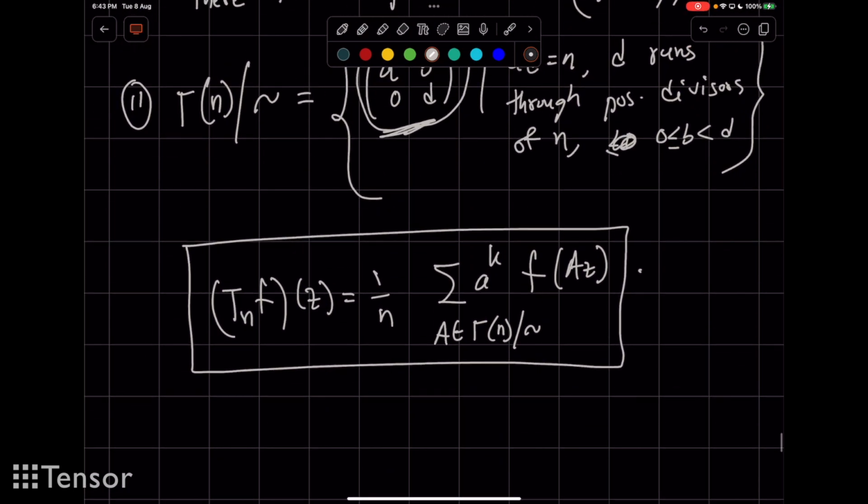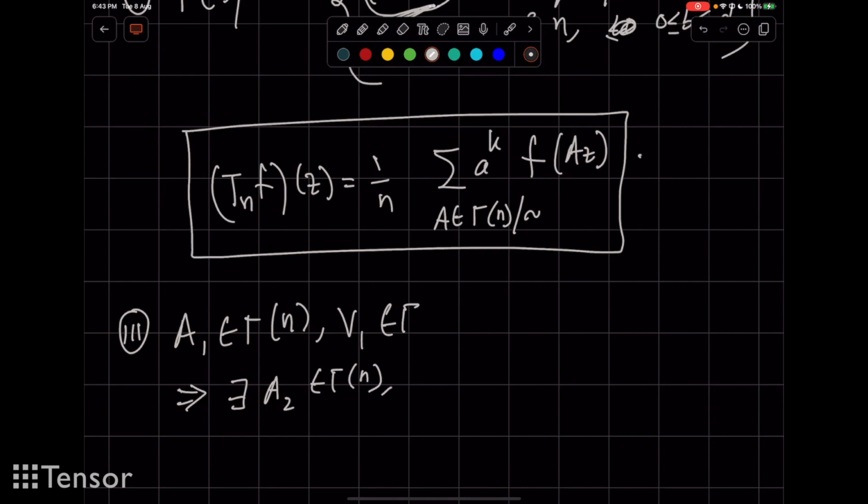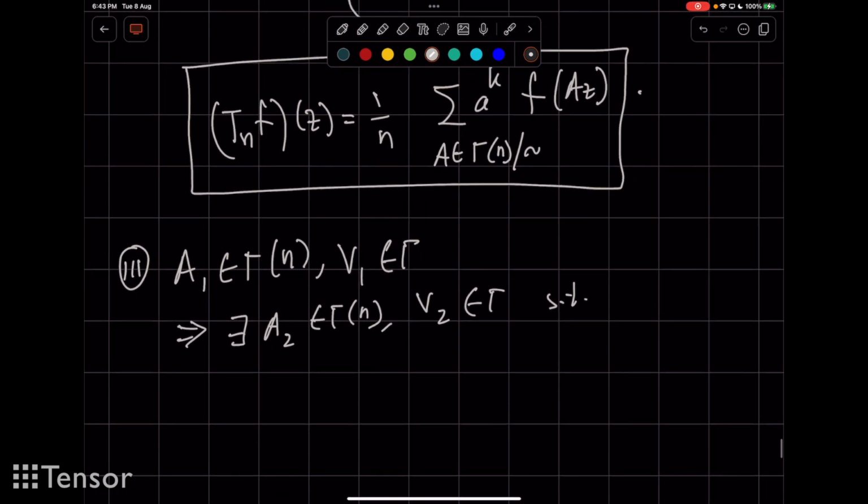And the theorem actually has a third part, and that part is really important for us. That part basically says that, let's say if A1 is in Gamma of n and V1 is in Gamma, then there exists some A2 in Gamma of n and V2 in Gamma, such that A1 V1 is equal to V2 A2.